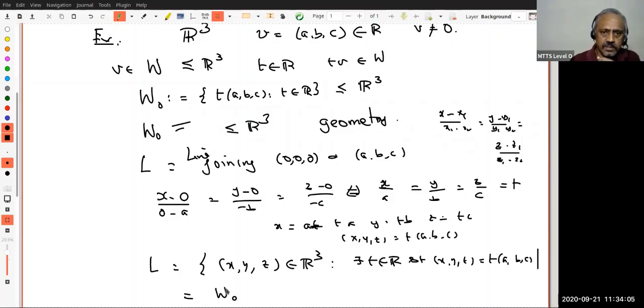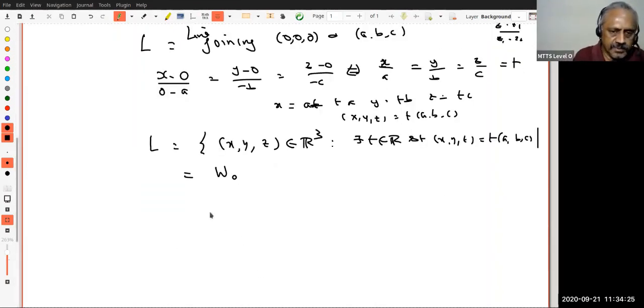Therefore, look at W naught. It is the set of all scalar multiples of the given non-zero vector V. Then it is nothing other than the line joining the origin (0, 0, 0) to the vector (a, b, c). Okay, right. So pause, review, and proceed.